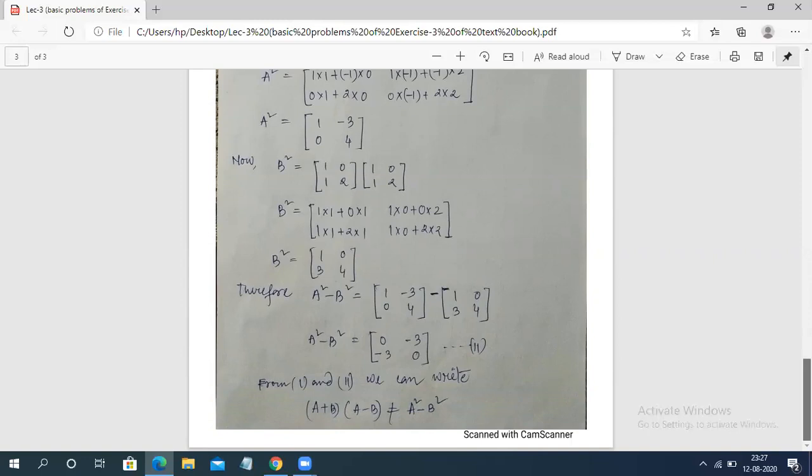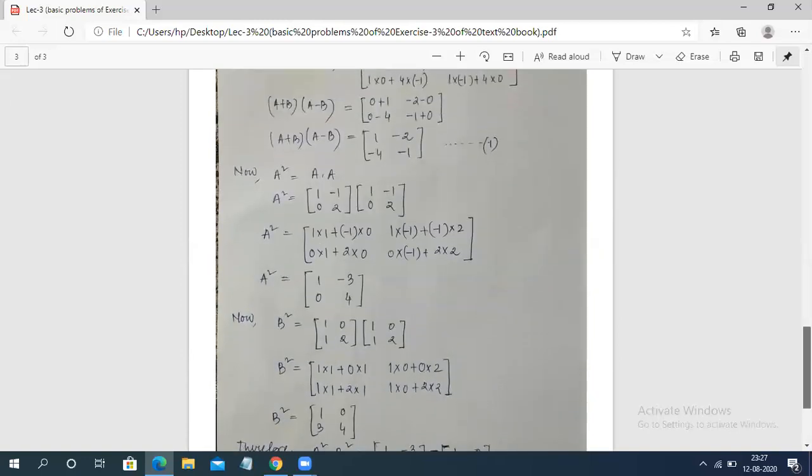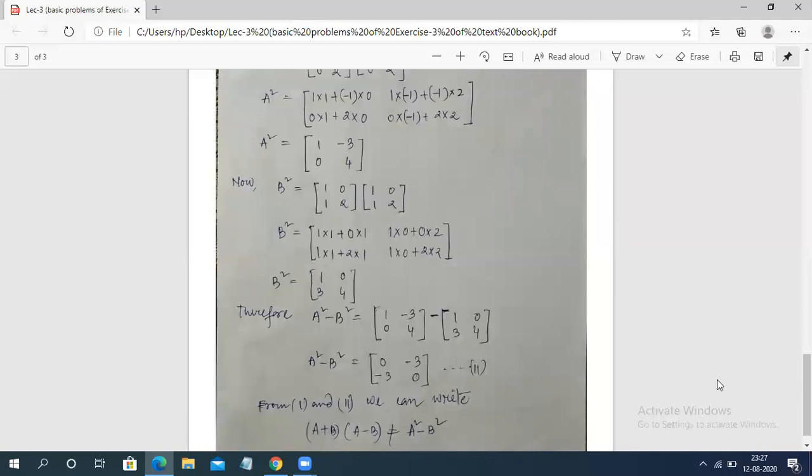So this matrix A square minus B square is not equal to the matrix A plus B into A minus B. The A plus B into A minus B matrix is 1, minus 2, minus 4, minus 1, which is totally different from the matrix A square minus B square. So we can easily write that A plus B into A minus B is not equal to A square minus B square.